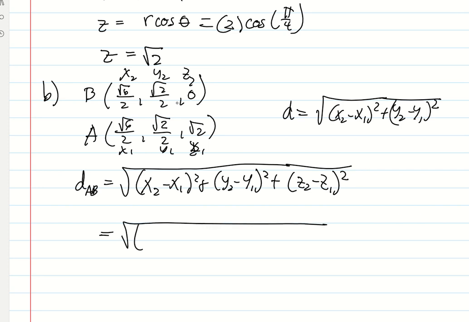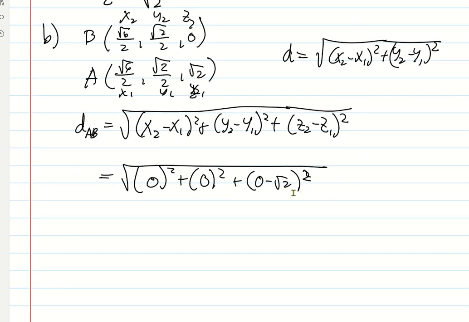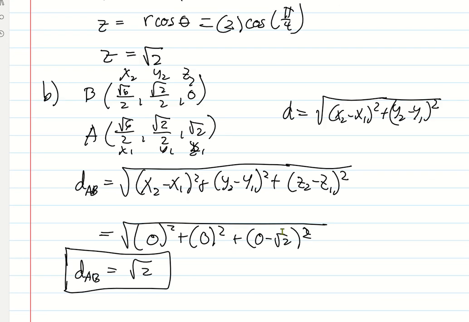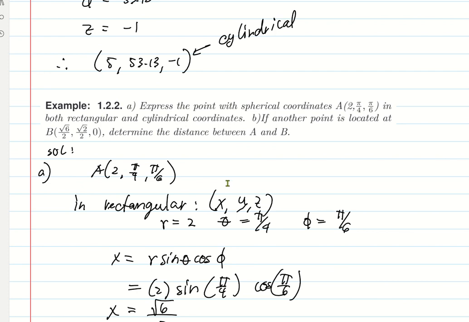So if our x2 is this one, this will be 0: square root of 6 over 2 minus square root of 6 over 2 squared, plus y2 minus y1 is also 0, and we have here plus 0 minus the square root of 2. Then you square that. You square the square root of 2, that will be just 2. You take the square root again, and therefore the distance between the two is just equal to the square root of 2 units. And obviously that's just the distance in the z-axis, the value of z here. So this is how we do conversion of points.